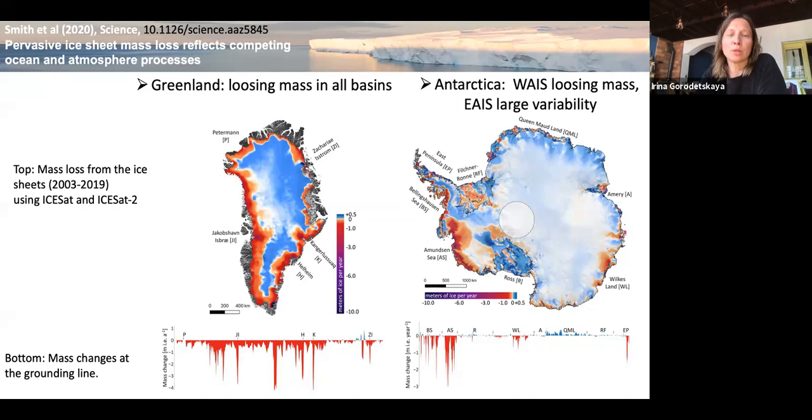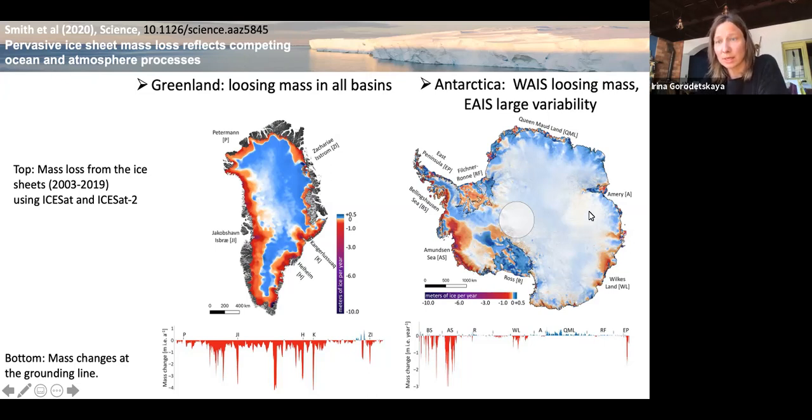We also have large variability in snowfall, but the surface melt is now becoming more important than the increase in snowfall. And in Antarctica, we see that the picture is quite different. We also see primarily mass loss. This is again from satellites, over the West Antarctic ice sheet, and also big parts of the Antarctic Peninsula. While over East Antarctica, for the majority we have a gain of mass, and only some areas have a loss of mass.